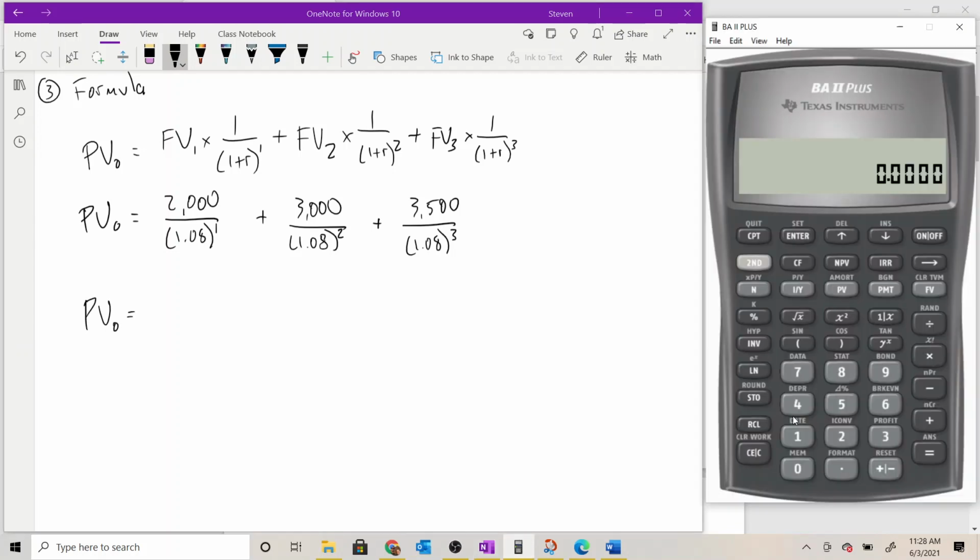All right, so let's actually calculate each one of those. 2,000 divided by 1.08 raised to the 1 is 1,851.85-ish. And I'm actually going to store this value, so I'm going to write a note to myself, STO1, underneath that. And I'm going to press STO for store, and then the number 1 key to store this.